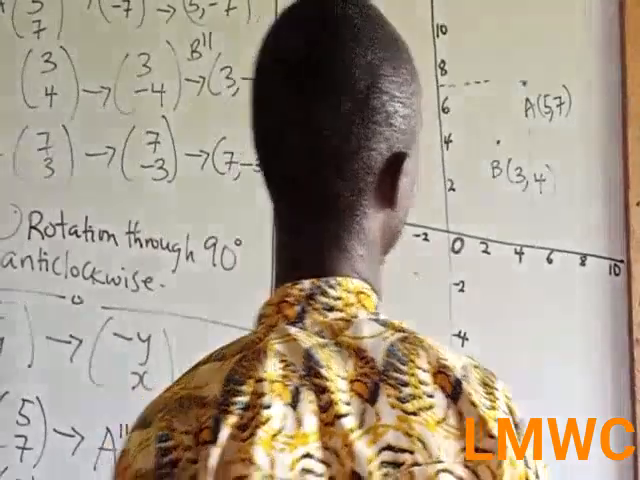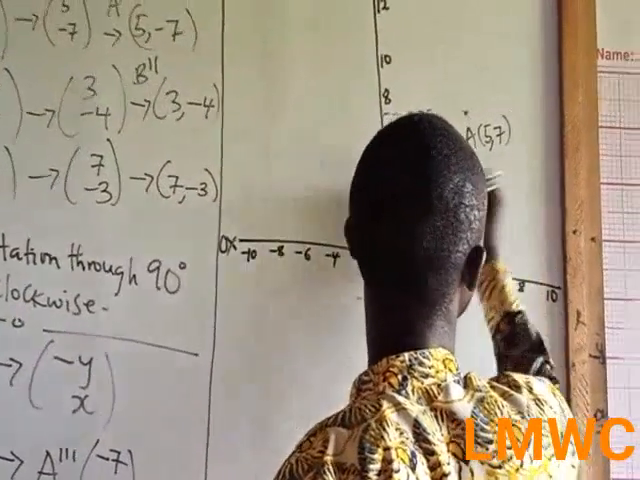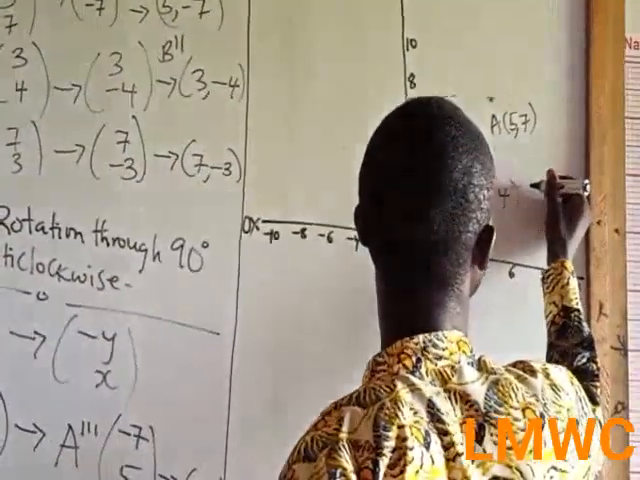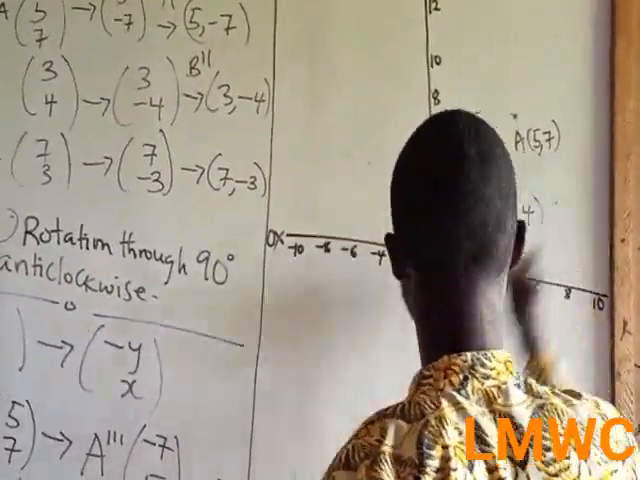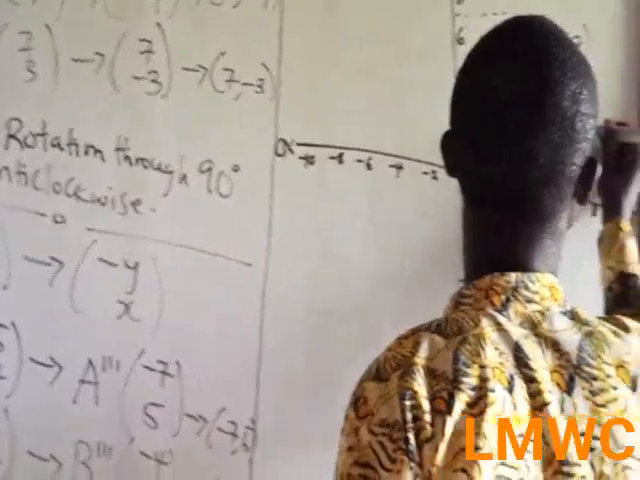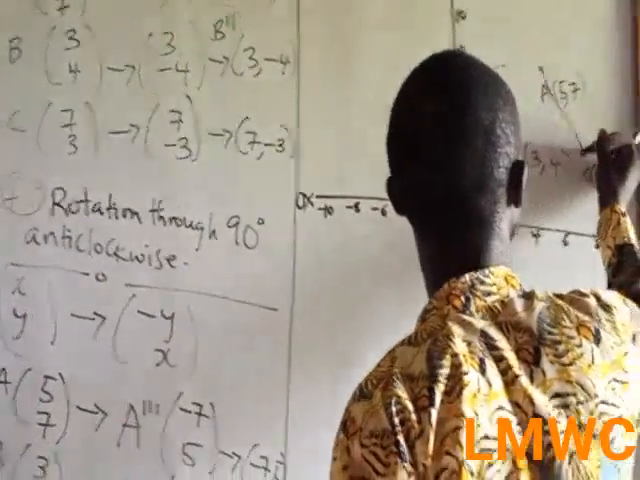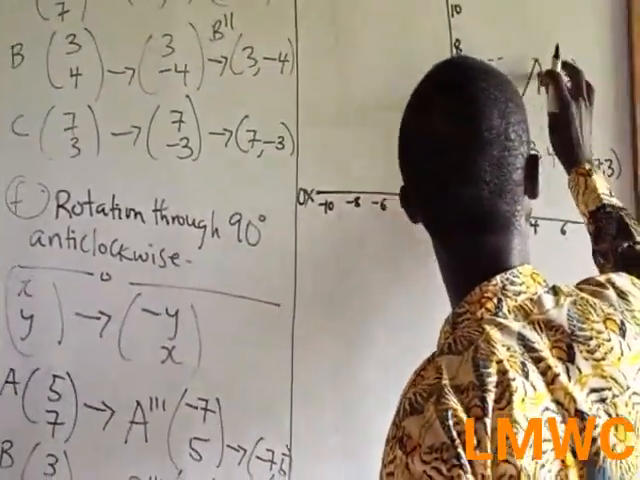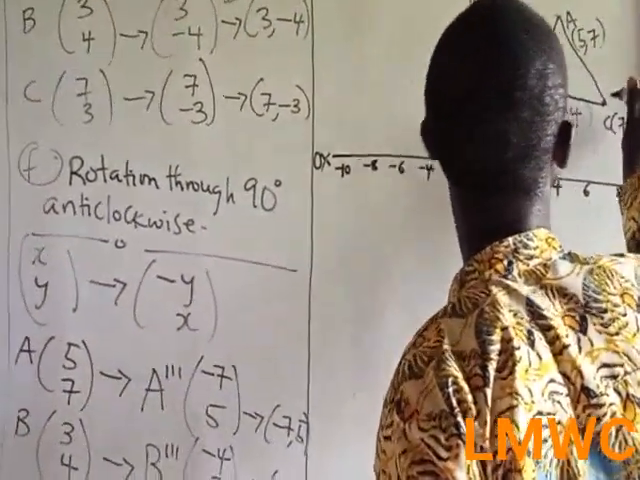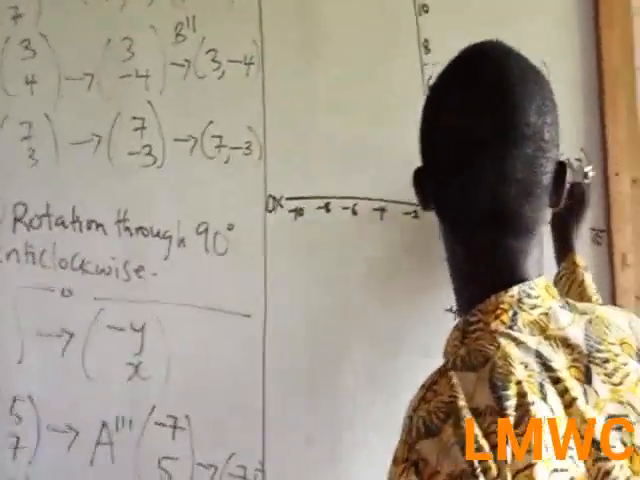C, 7, 3. In between 6 and 8 is 7. So 7, 3 is here. So we have it here. So this is 3. So 7, 3. So C, 7, 3. So you draw your line. So you see, this is my first triangle. I have drawn it nicely.